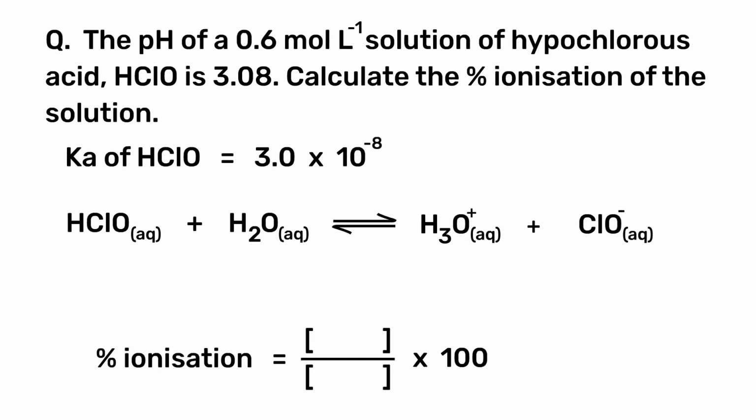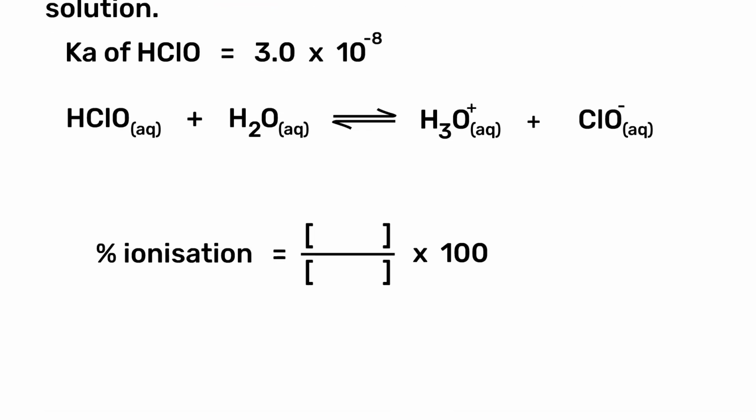So here's an example where hypochlorous acid, which is a weak acid, the pH of the solution is given, and the initial concentration of hypochlorous acid is 0.60. And to calculate the percentage ionization, you would use this formula where you'll have to put in the value of the hydronium ion and the initial concentration.